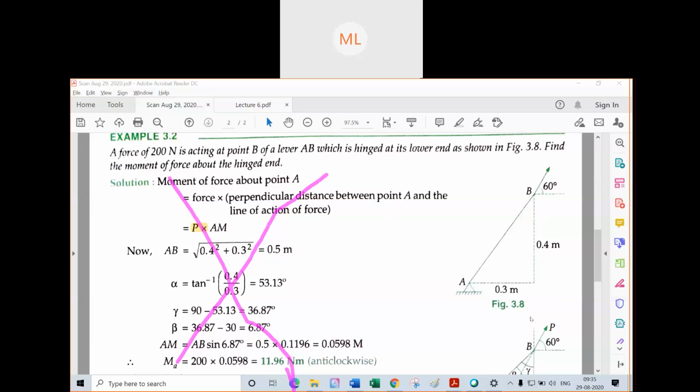Perpendicular into what, AM now? What is the perpendicular distance between point A and the line of action of force? Force into AM.